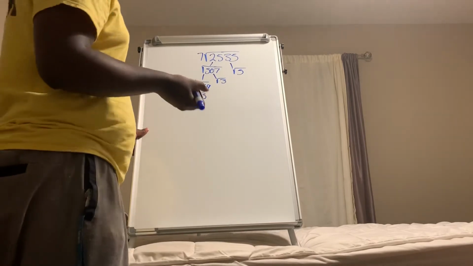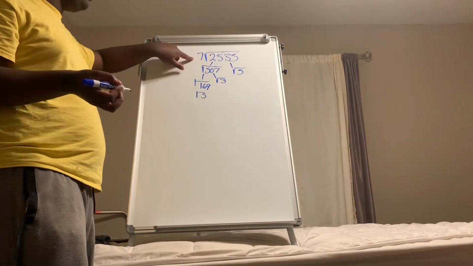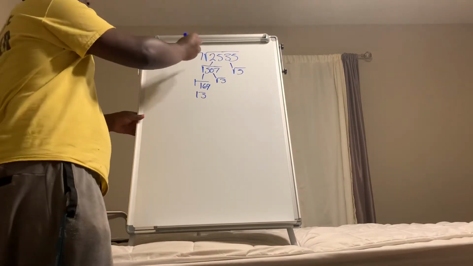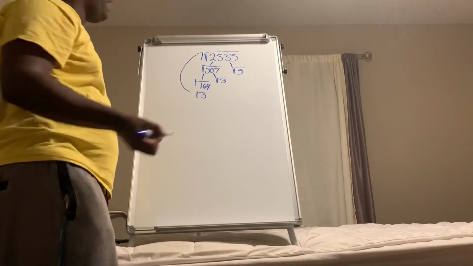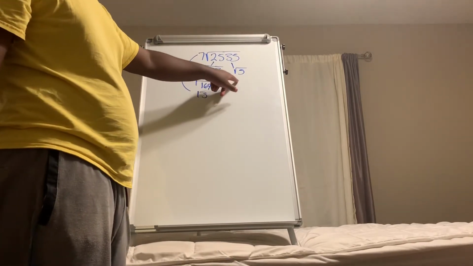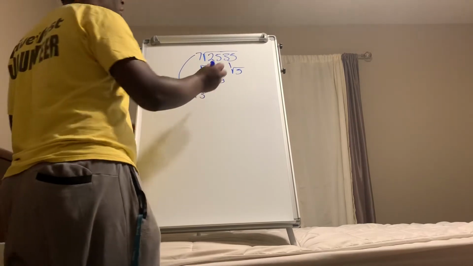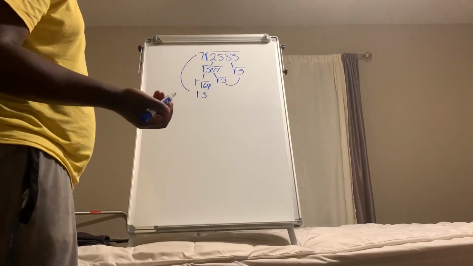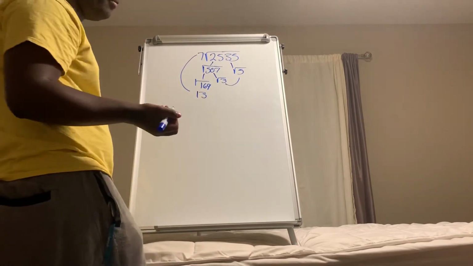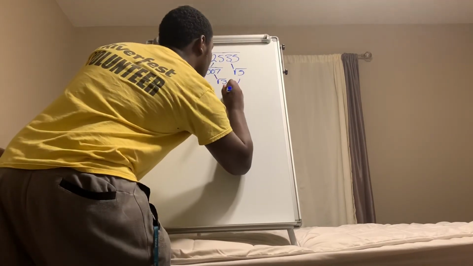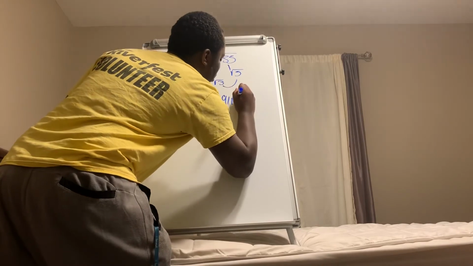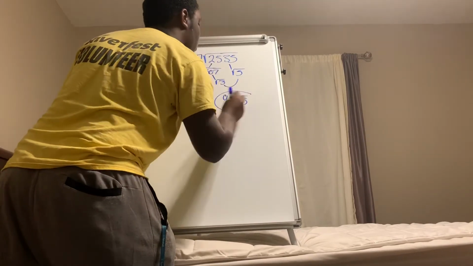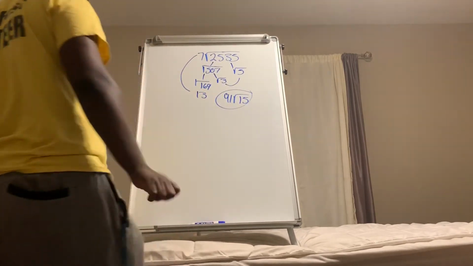So here's where I'm at. I have this 7 times this 13 that can be multiplied. And then I have this radical 3 and this radical 5, these 2 square roots that can be multiplied together. So my final answer is 91 radical 15. That's the final answer.